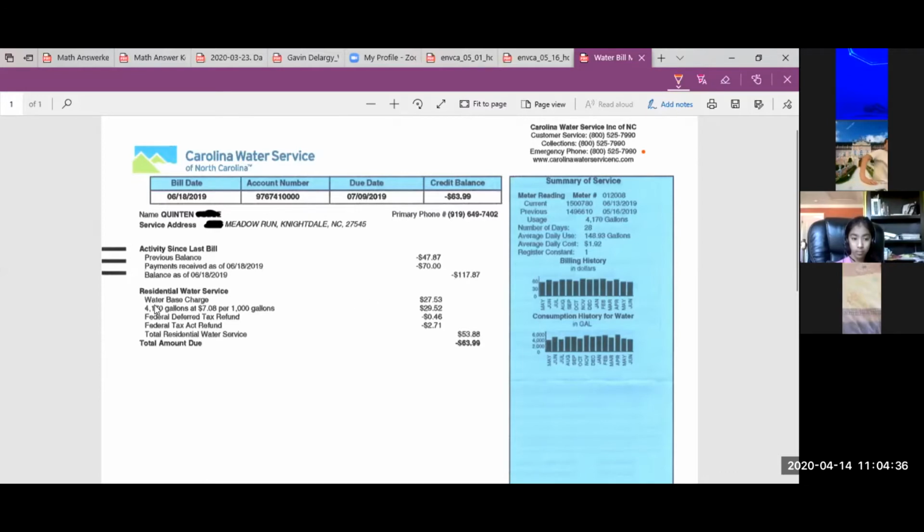Okay, so the residential service, the water base charge, is $27.53. Okay. The homeowner used a total of 4,170 gallons of water for 28 days. So the number of days is 28. So they calculated the amount of water they used using the meter reading right here.